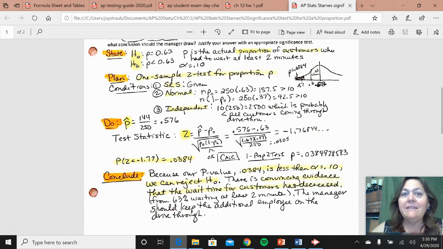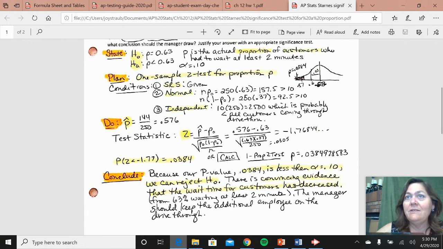All right, let's see how you did with your state plan, do, conclude. So with our state, we are doing the true proportion of customers who had to wait at least 2 minutes. And there's our H0 and our Ha that were already stated for us. We are running a one-sample z-test for proportion p.